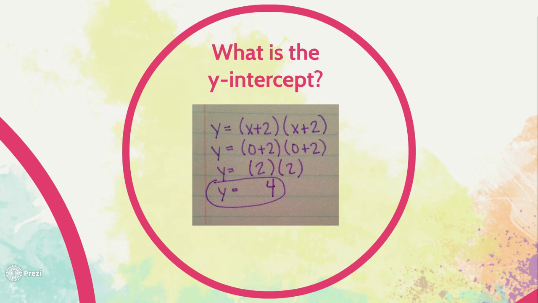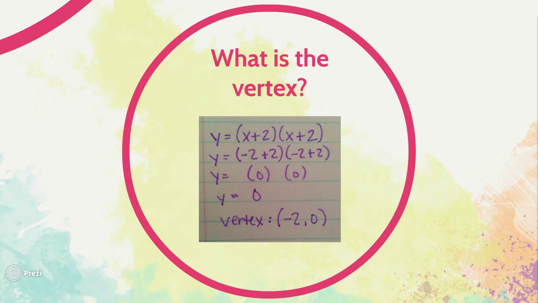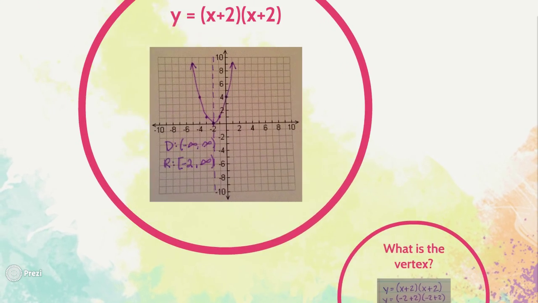The y-intercept is shown here, so you plug 0 in for the x's, and you get 0 plus 2 times 0 plus 2, and then you get 2 times 2, which equals 4. The vertex for this equation is -2 plus 2 times -2 plus 2, which ends up being 0 times 0, which is 0. So the vertex is -2, which is the axis of symmetry, and 0, which is the number we just came up with.